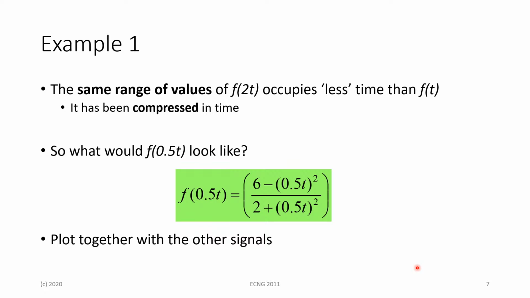Instead of being f of t, now that we have done f of 2t, our signal compresses because it occupies less space on the time axis. So instead of f of 2t, let's say we decide to plot f of 0.5t, and let's plot this along with the previous two signals.